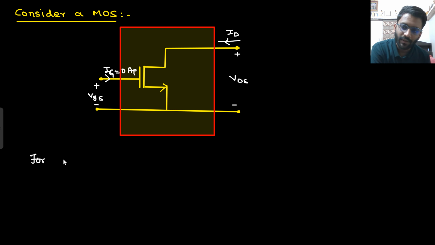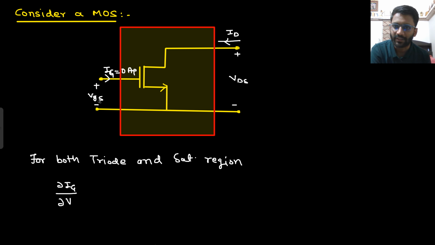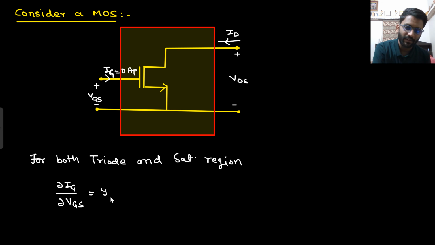So for both triode and saturation region, delta Ig by delta VGS. Here I should write capital VGS, not small. What is delta Ig by delta VGS? That is delta I1 by delta V1. What is delta I1 by delta V1? That is Y11. Y11 is equal to 0.